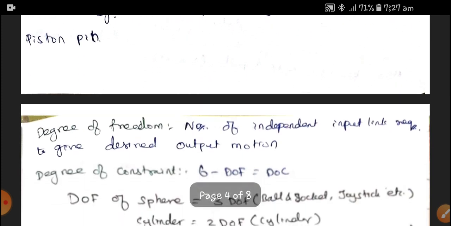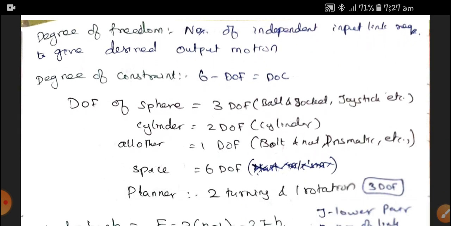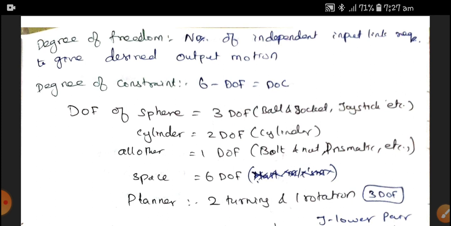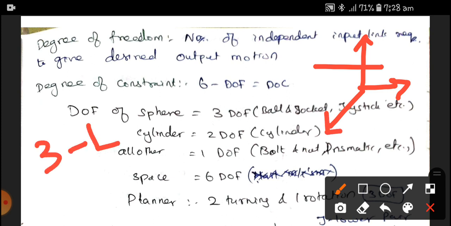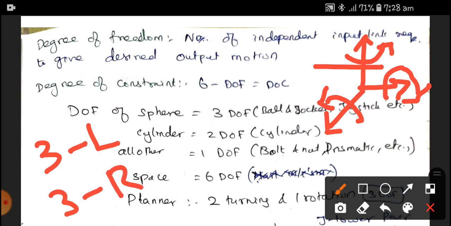And I would like to move on to degree of freedom and degree of constraint. The degree of freedom and degree of constraint are just opposites. The degree of freedom is the number of independent input links required to give a desired output motion. If you have a shaft in space, what are the possible motions? The shaft can move in the x direction, in the y direction, in the z direction. Therefore, three linear, as well as the shaft can rotate about x, y, z. Therefore, three rotary motions. Totally we have 6 degrees of freedom for a shaft in space.